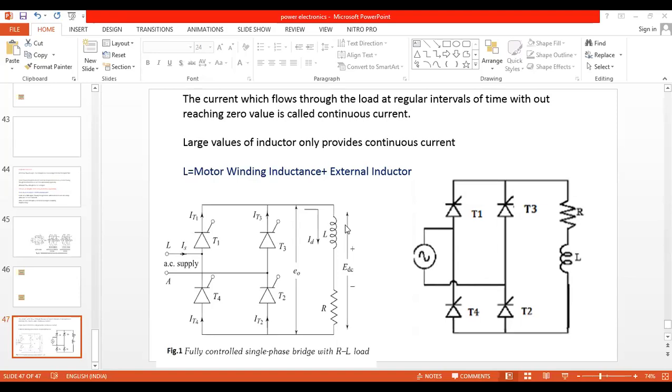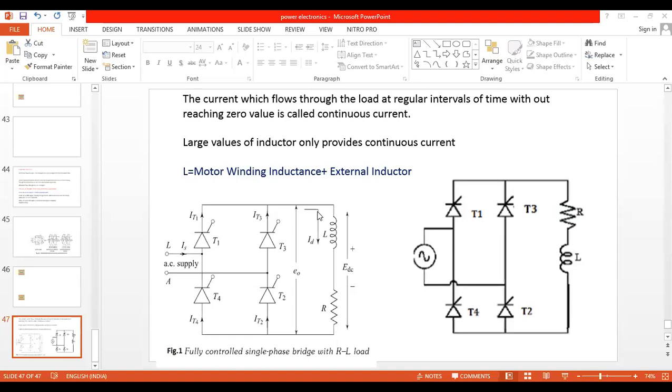Imagine I am not placing this external inductor in my circuit, then what is going to happen? Can you control the speed of the motor continuously? No. This is an objective type question which has been asked in the GATE examination and different competitive examinations. Continuous current is provided by which arrangement? Very large values of inductor. And discontinuous current will be obtained if you are using very small values of inductor.